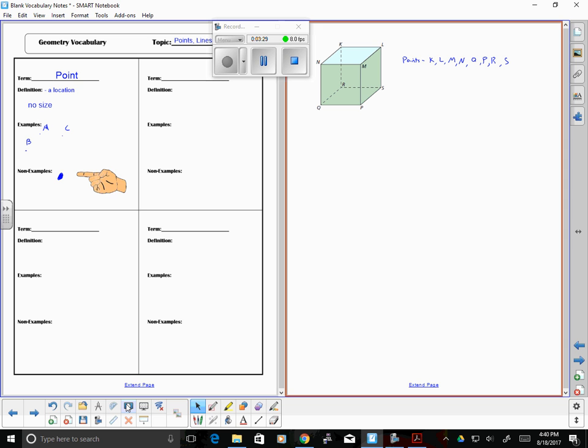Anything that I can point to is going to be a point. I could point at, say, in between P and S, and although there's no letter there, there's a point there. So any location anywhere on there that you could point to would be considered a point. And if we wanted to name it, we could give it a capital letter to give it its name.